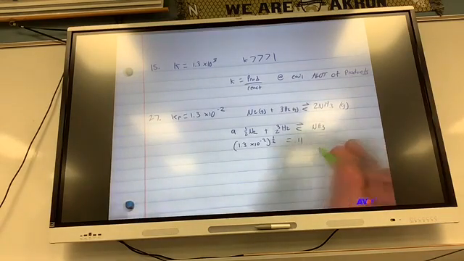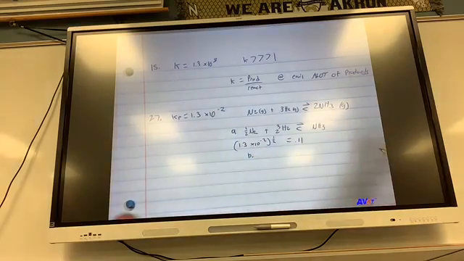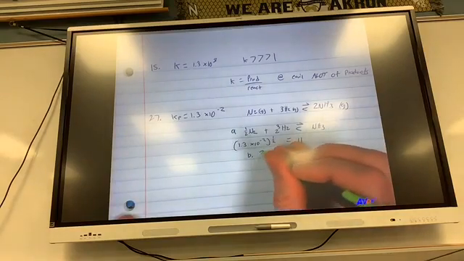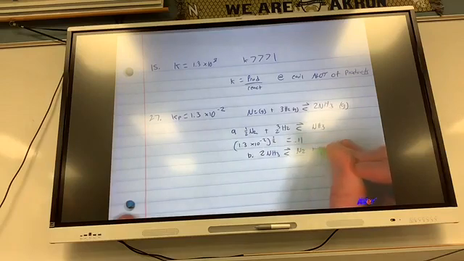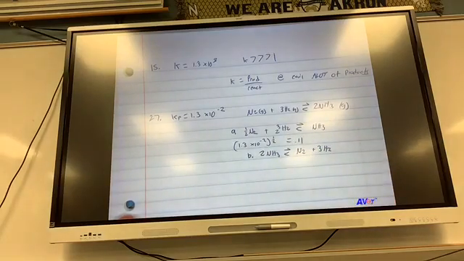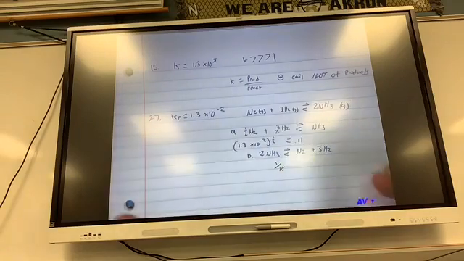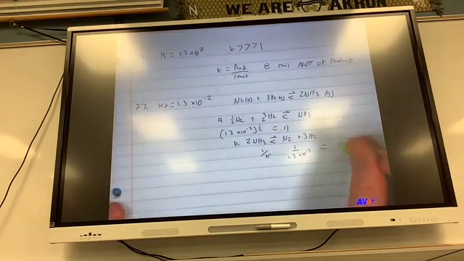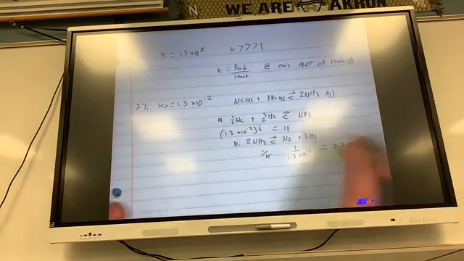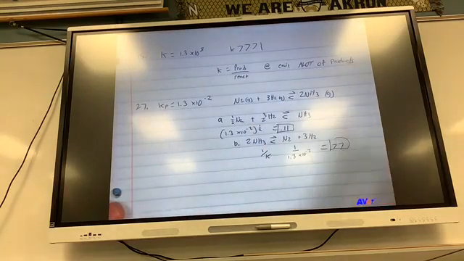That's A. For B, I flipped it. For B, I have 2 NH3 is in equilibrium with N2 plus 3 H2. So when you flip it, I have to do 1 over K. So this is going to be 1 over 1.3 times 10 to the negative second. And that ends up giving you 77. So there's B.